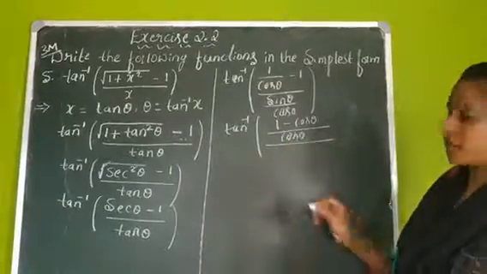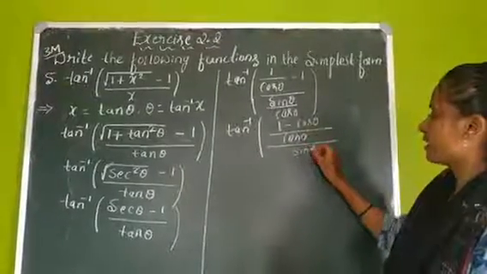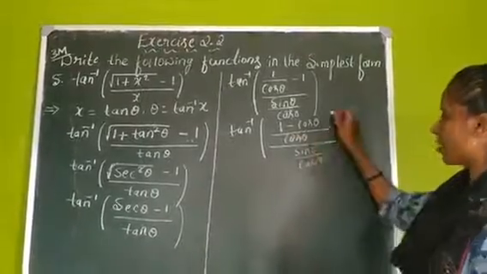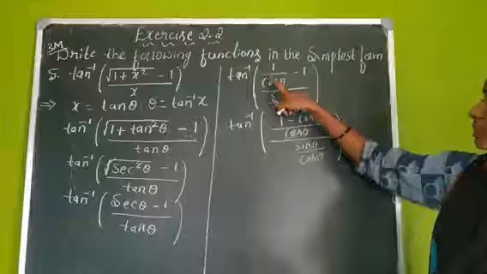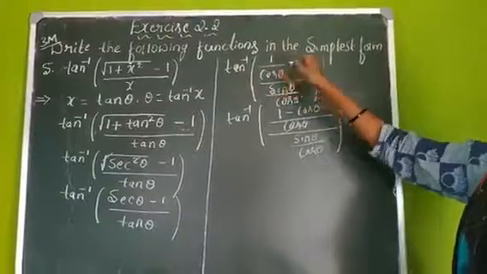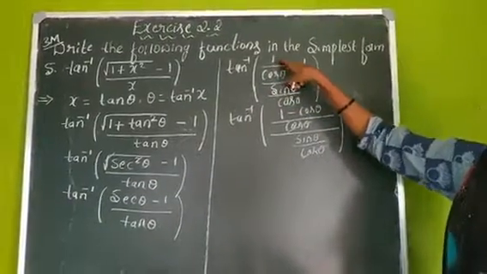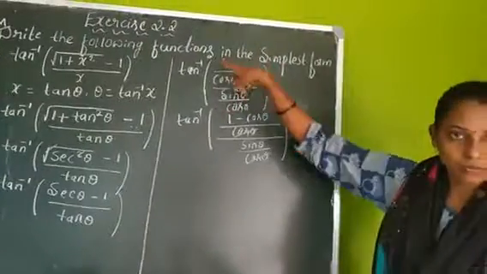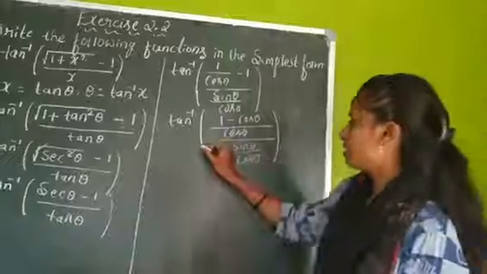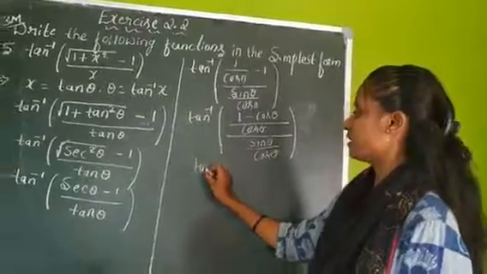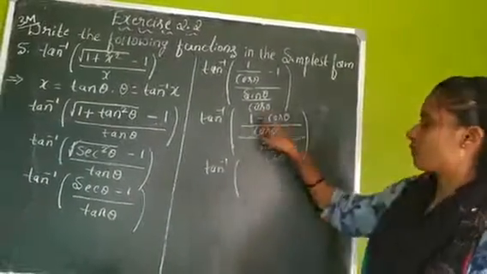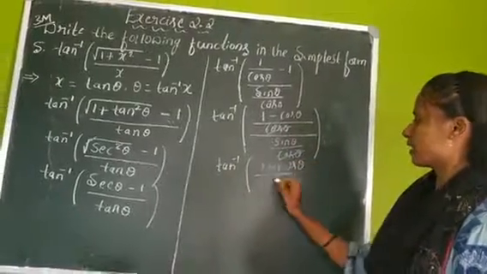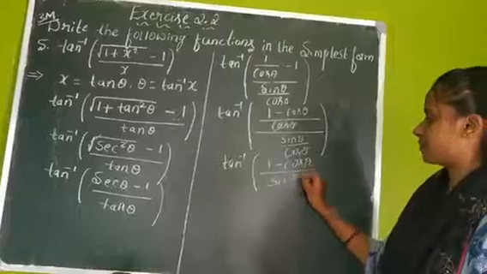Again in the denominator we have sin divided by cos. Now you can cancel out the cos and cos. In the previous step you can't cancel out the cos and cos. Why? Because this cos is only for the first term. If this cos were for both terms, then you could have cancelled it. Next is tan inverse of 1 minus cos theta in the numerator divided by sin theta.